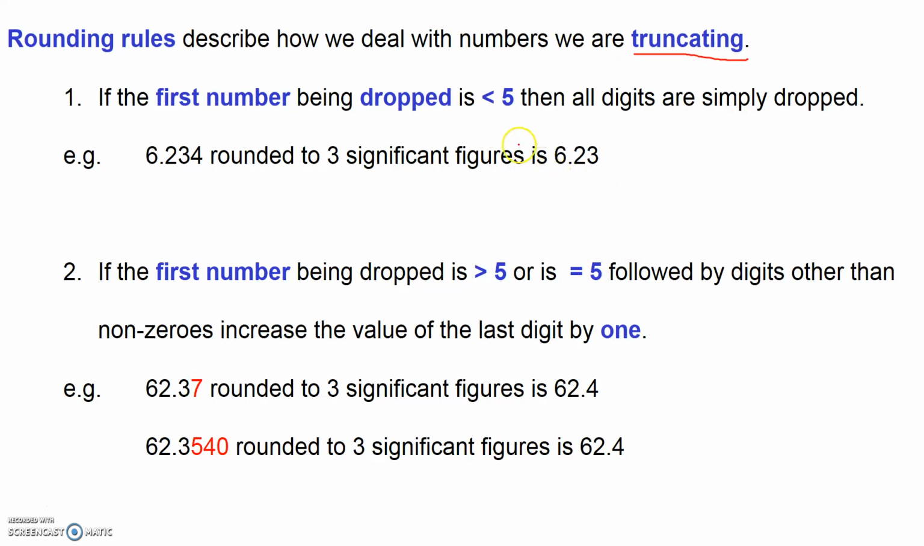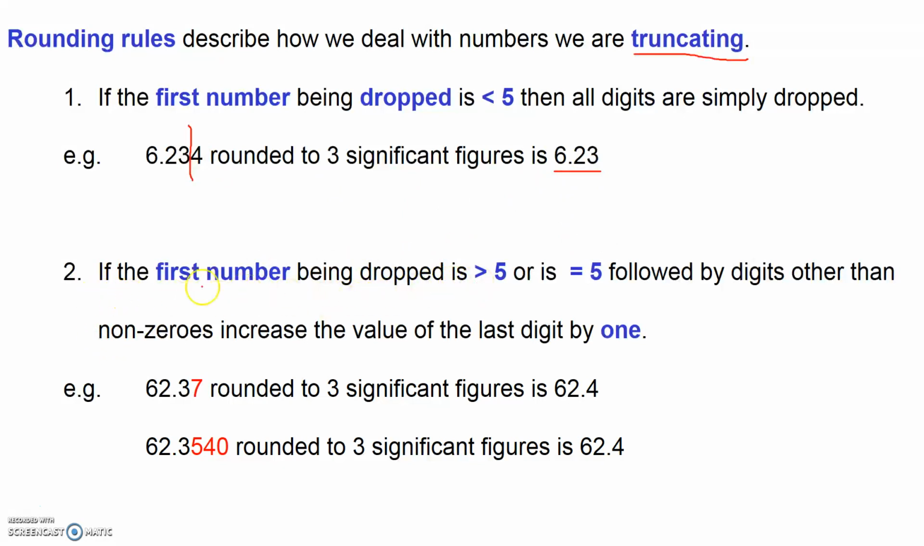And we have two simple rounding rules and then a third one that's a little bit more difficult. So if the first number being dropped is less than 5, then we just drop all of those numbers. So here I have 6.234. I want to round that off. I want to cut it off after the 3 there. So as 4 is less than 5, it just becomes 6.23.